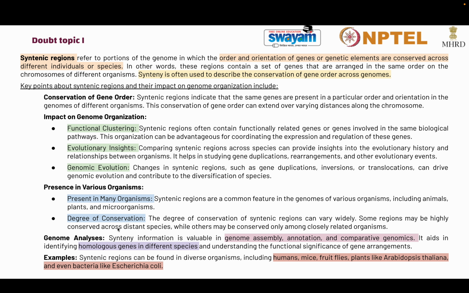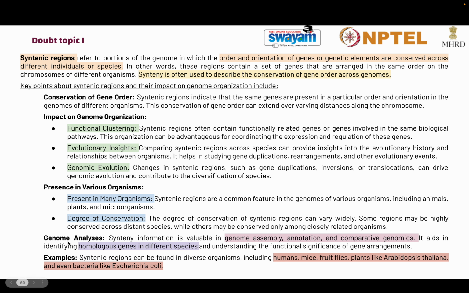Now, degree of conservation. The conservation of these syntenic regions can vary widely among different species. When you say that this region is highly conserved across distant species, so the species which are very distant, this region is highly conserved, while the others may be conserved only among closely related organisms.